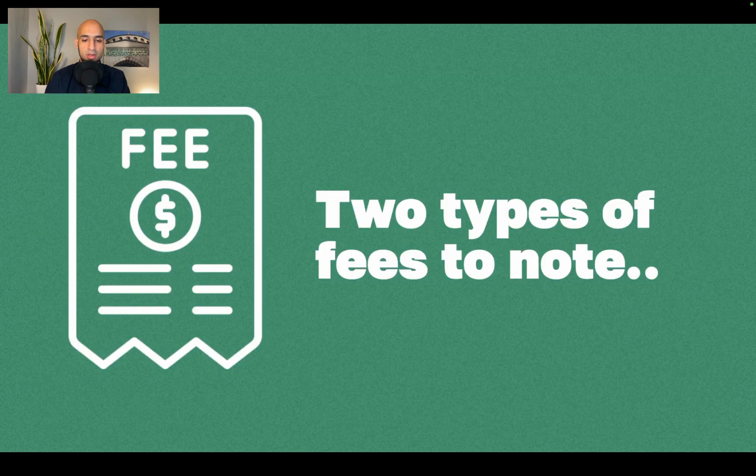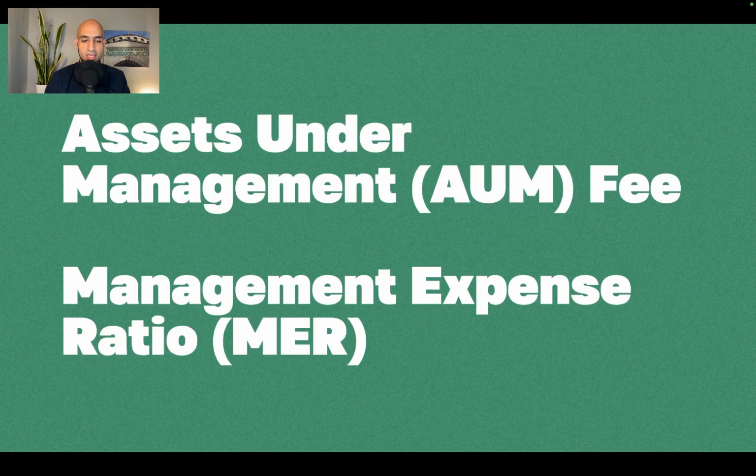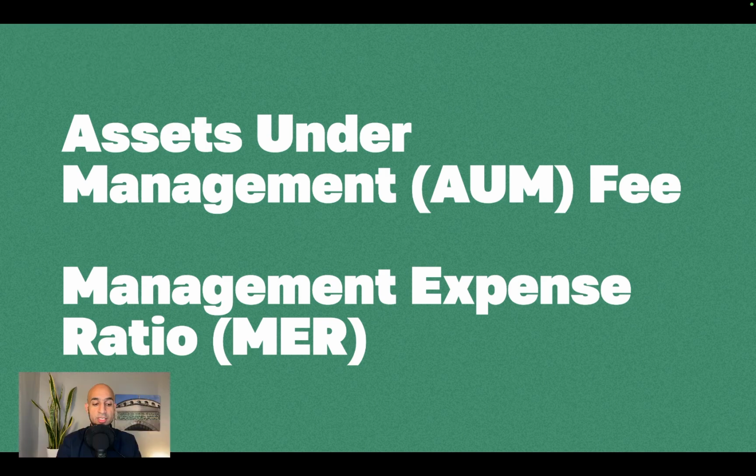You need to remember two types of fees. The first is what is known as an assets under management fee, and the second is what's known as a management expense ratio, or MER for short. The AUM fee is a percentage of your total managed assets that you pay to an investment manager for their services. This is what you pay when you hand your money over to someone else to manage on your behalf. It's what people who use professionals will pay.